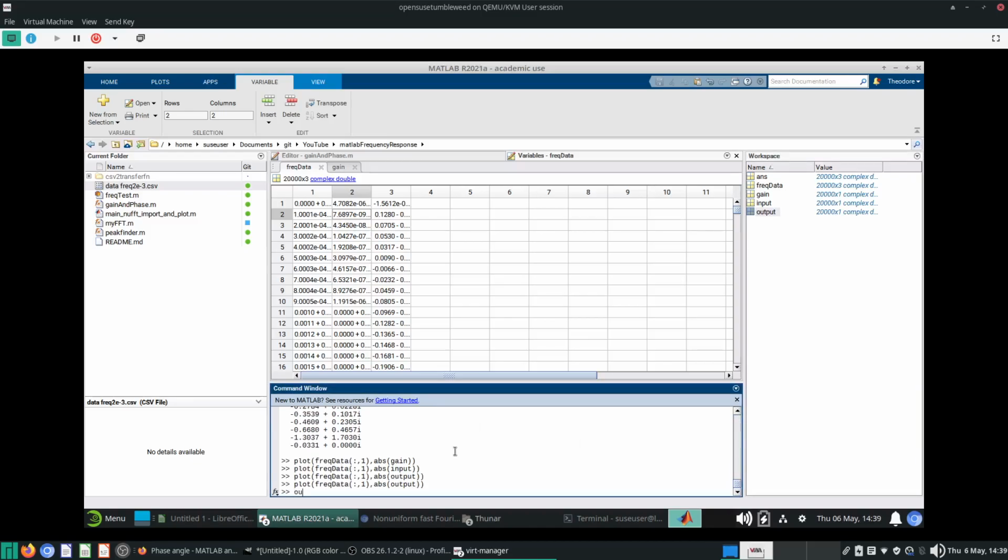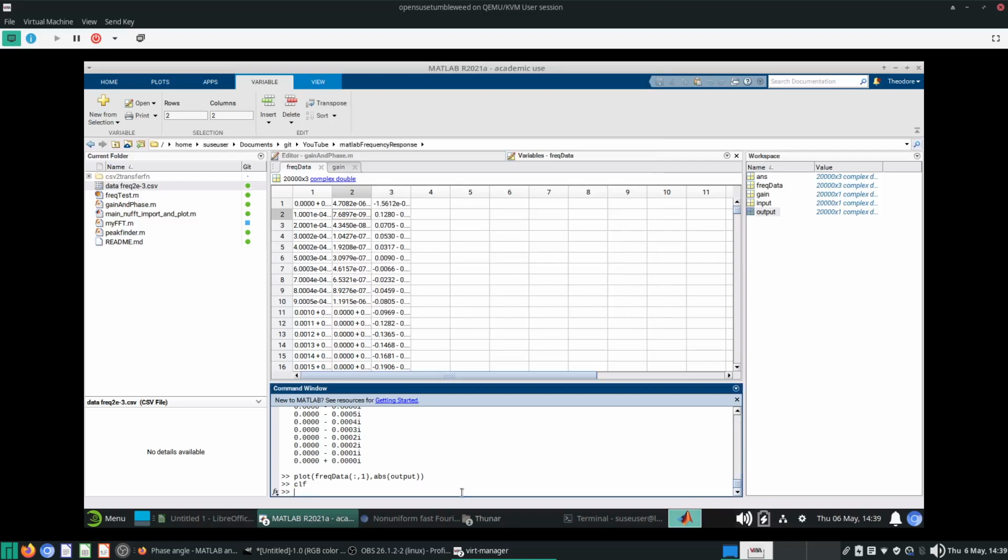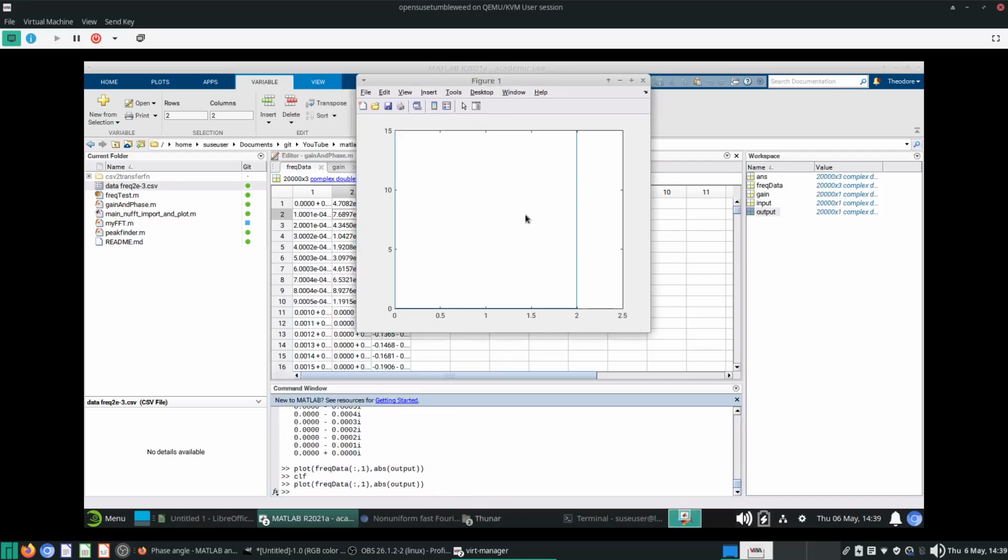Output equals frequency data all and 2. All right, never mind. Let me just show you CLF first. If you look at the output, you see that the peak is also at 2 times 10 to the minus 3.